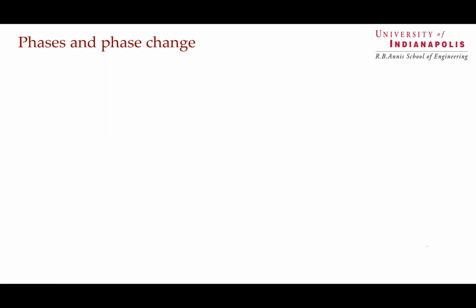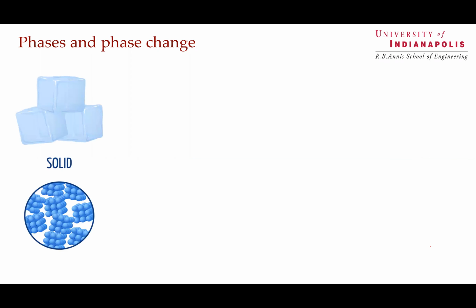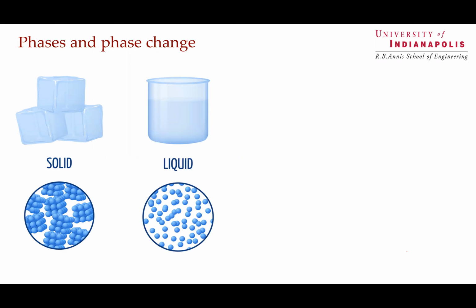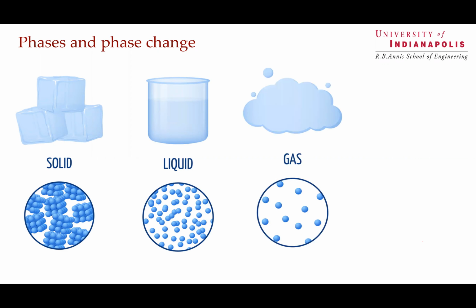Let's look into what the phases are. Any substance can have different phases. There are three main phases that we encounter in physics: solids, liquids, and gases. Even though we don't need a thorough understanding of the molecular structure for the purpose of this course, we're going to look at a little bit about the molecular structure here.